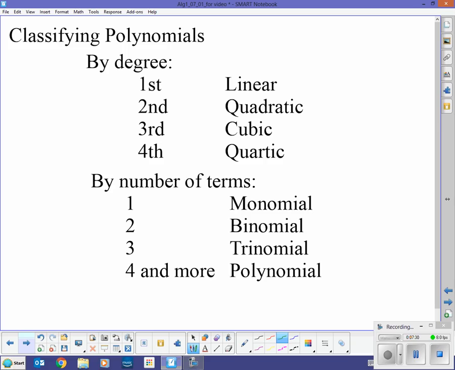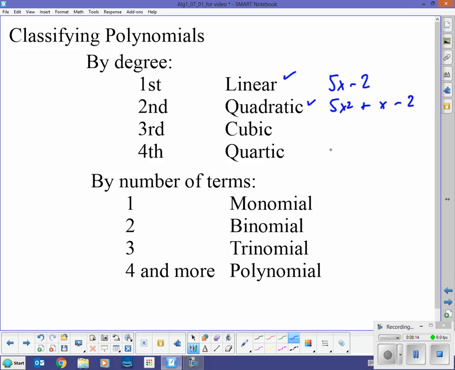More vocabulary. Lots here. So by degree, if we have a first degree polynomial, we call that linear. We've already worked with linear functions. If you think about what we've been doing with things like 5x minus 2, if this was an equation, that would be a linear function. So we consider this type of polynomial linear. Quadratic, if it's second degree, so that would be something like 5x squared plus x minus 2. This is a degree of 2.